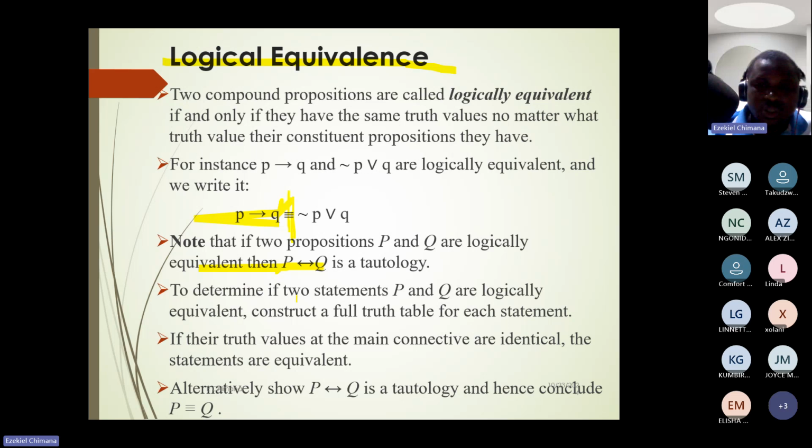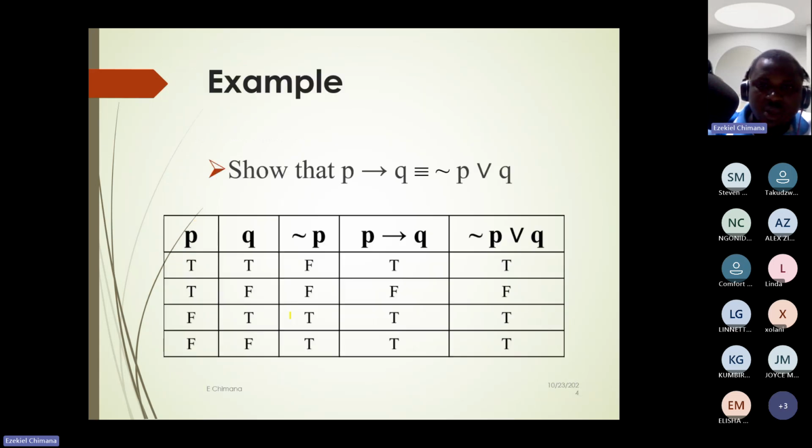To determine if two statements P and Q are logically equivalent, construct a full truth table for each statement. If the truth values at the main connective are identical, the statements are equivalent. In other words, you do the truth table for this and for this, or you can do them in the same truth table, and then you look at these two columns. If they are the same, you can say they are logically equivalent.